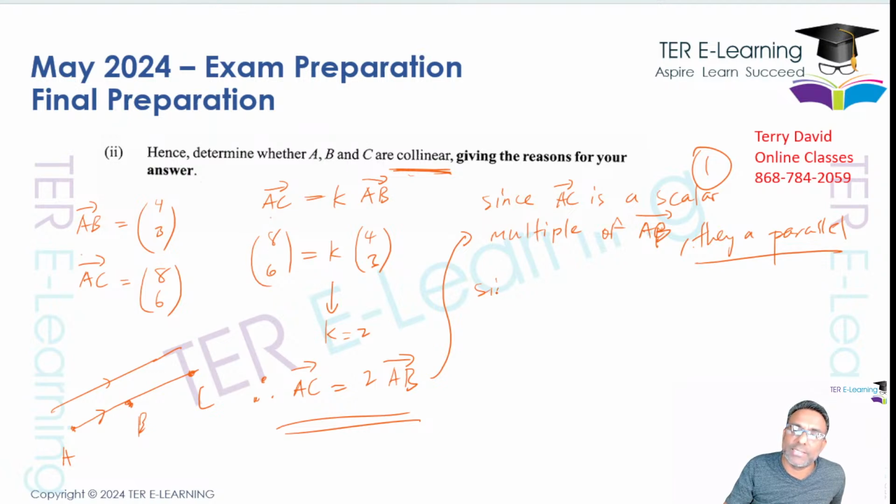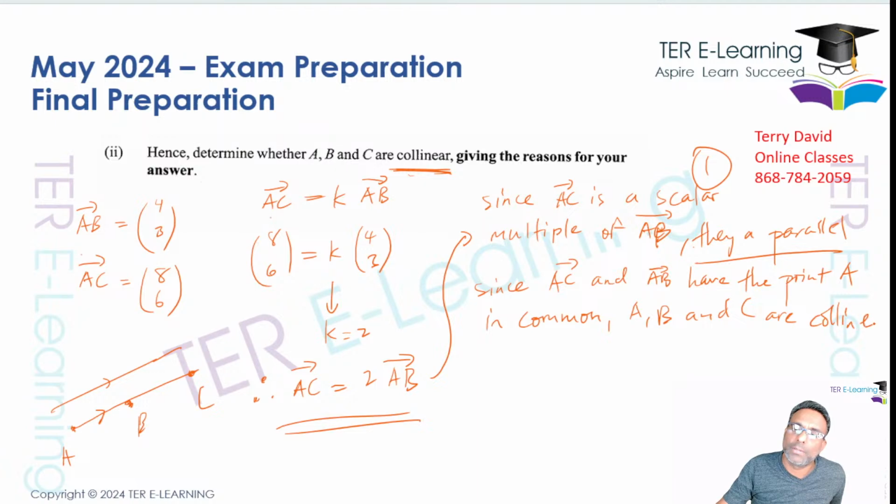You're going to say since AC and AB have the point A in common, right? That tells us that A, B, and C are collinear. This is what you need to see in order to get the marks.